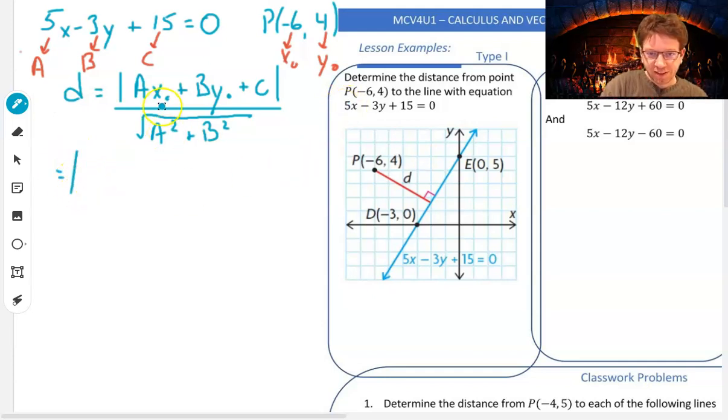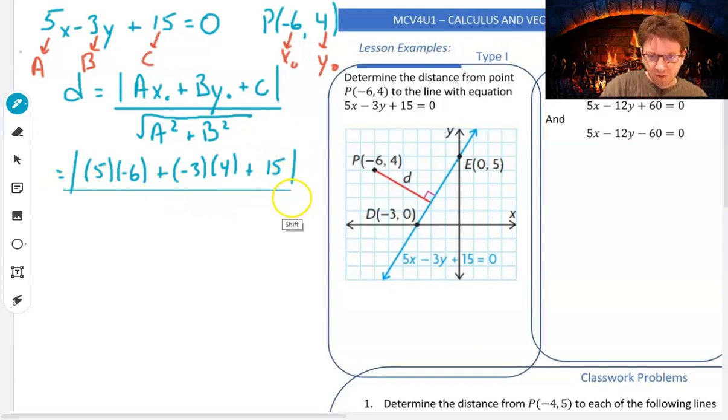So we end up with the magnitude of 5 times -6, for x naught, plus b, which is -3, times y naught, which is 4, plus c, which is 15. All divided by the square root of a squared, which is 5, so 5 squared, plus b squared, which is -3 squared.